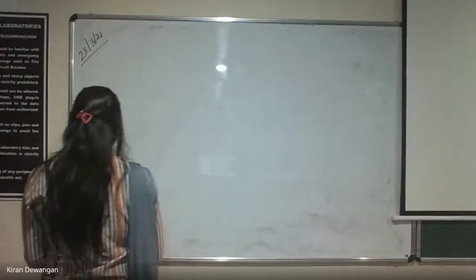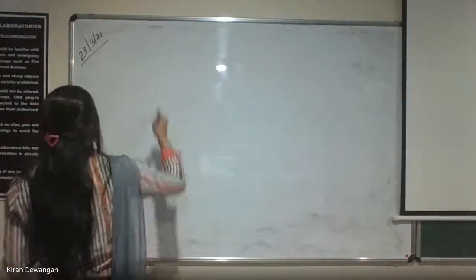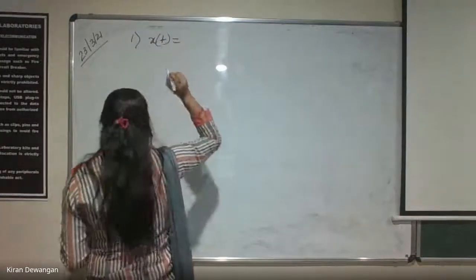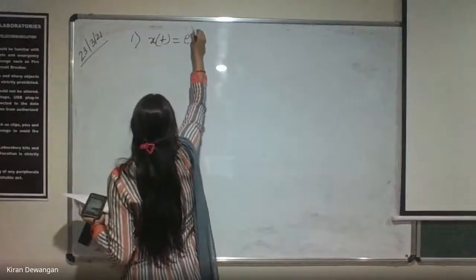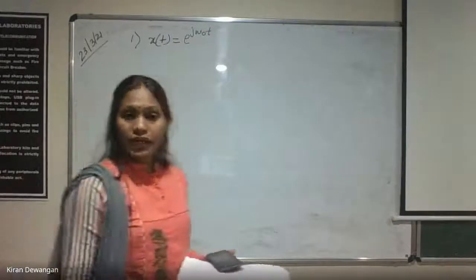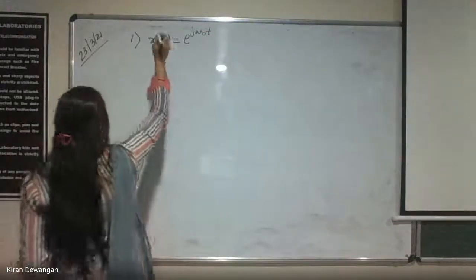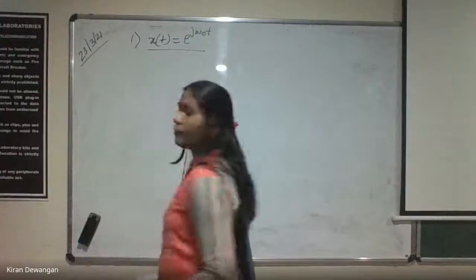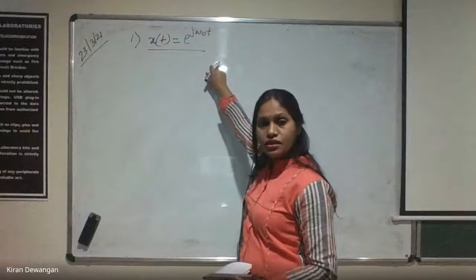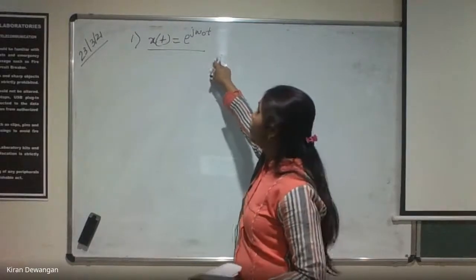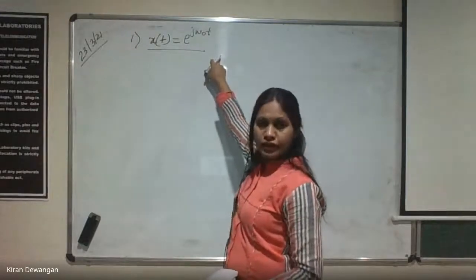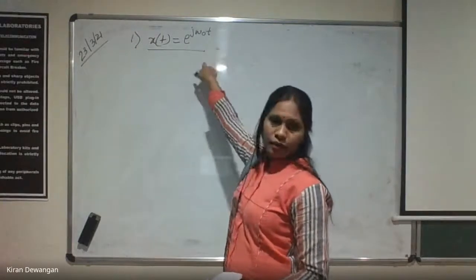Obtain the fundamental period of the signal x(t) equals e to the power j omega naught t. Sorry, of the signal. So this is my signal. x(t) is equal to e to the power j omega naught t. For this, I have to check whether this particular signal is periodic in nature. अगर periodic है तो fundamental period निकालना है.